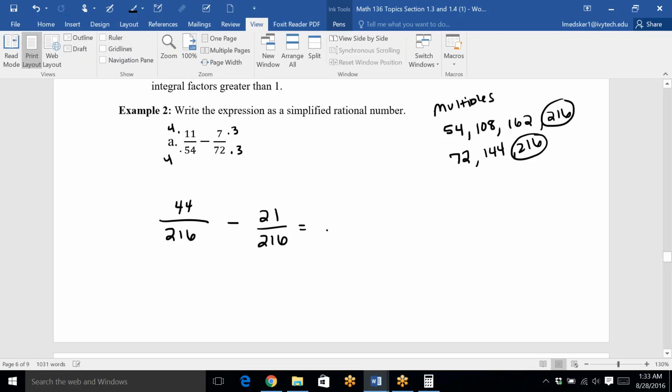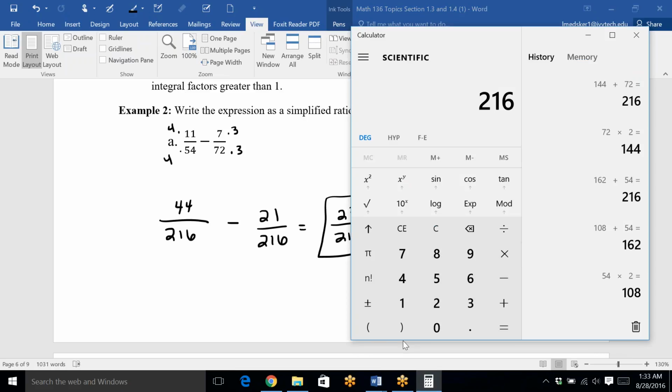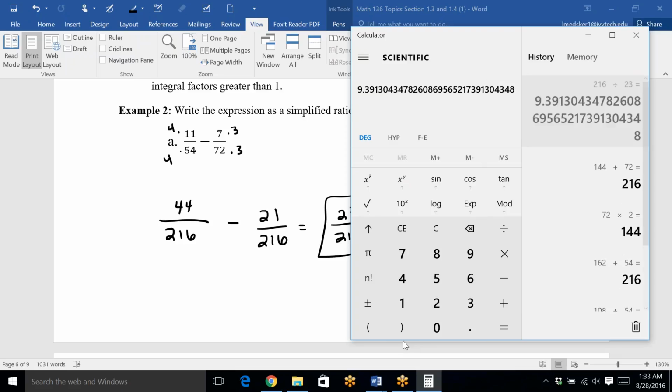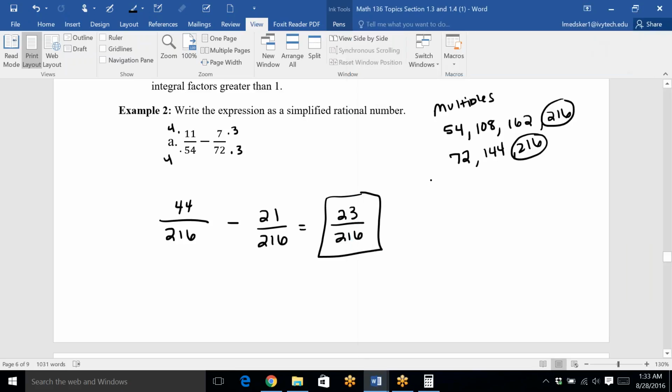And 44 minus 21, because once you have a common denominator, you add or subtract across the top, would be 23 over 216. And you would want to check to make sure that 23 and 216 have nothing in common. 23 is prime, and so unless 216 is divisible by 23, which I'm pretty sure it's not, double check though, yeah, it doesn't go evenly. So this is the reduced format of that rational number.